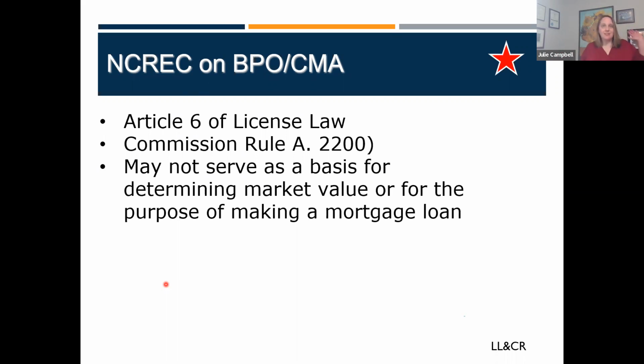Just know that there is a license law and a commission rule that regulates how we do our BPOs and CMAs. And one of the first things that both law and rules say is we do not determine market value. We do not determine value for the purposes of originating a loan. That is the appraiser's job. When we do a BPO or CMA, we are determining probable sales price.